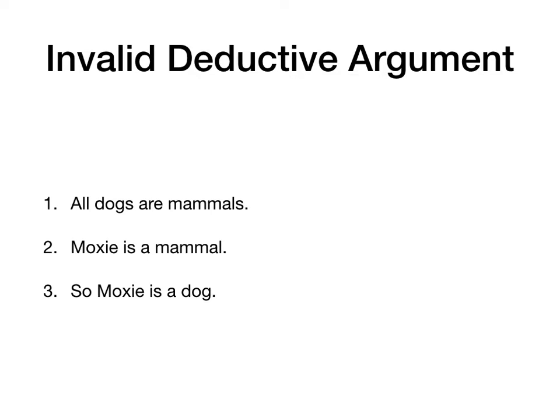If Moxie is a cat or a gerbil or whatever, it is true that she's a mammal. It is true that all dogs are mammals, but it is not true that Moxie is a dog, right? That is one way it could be false.